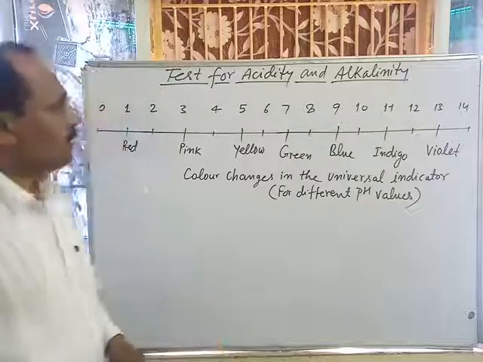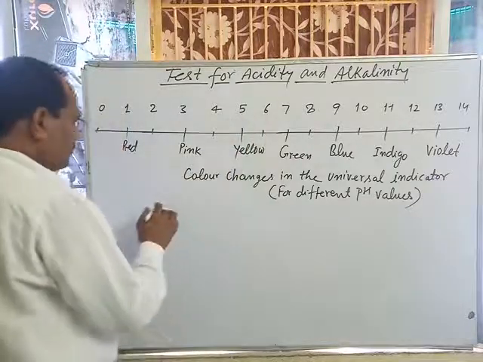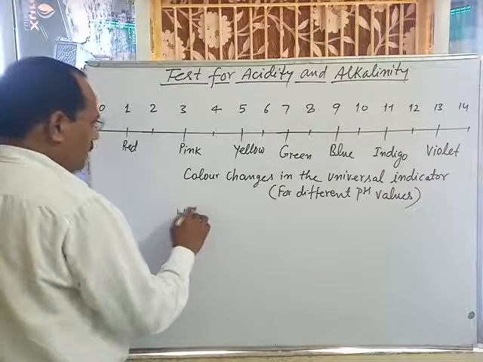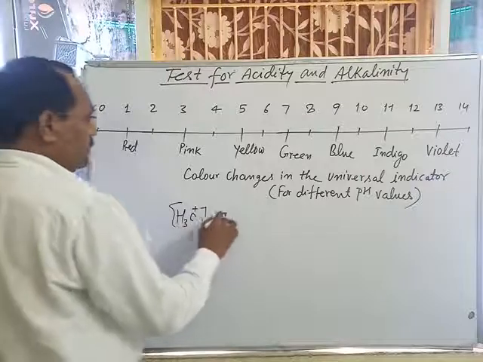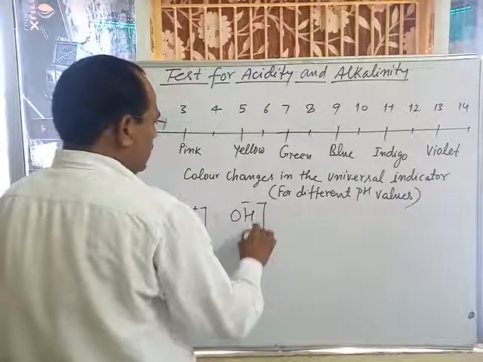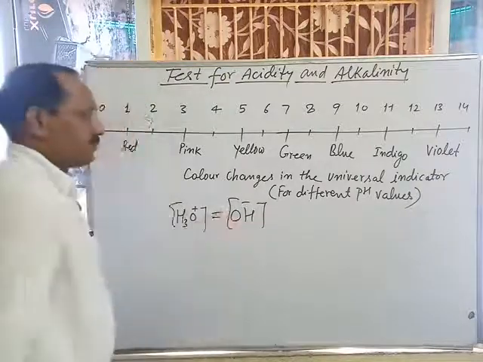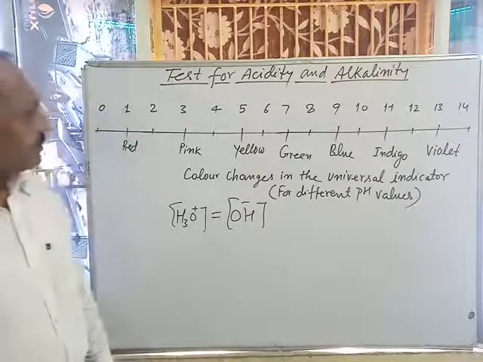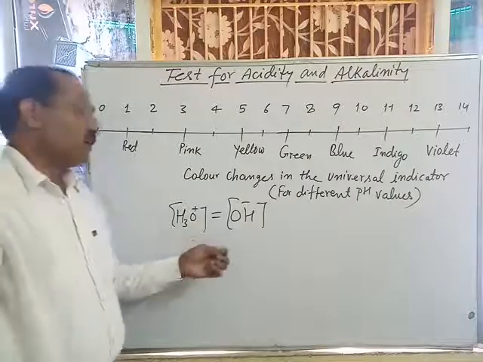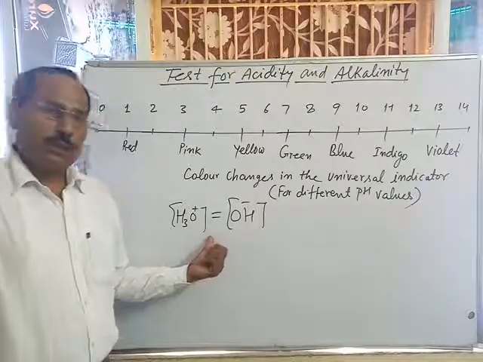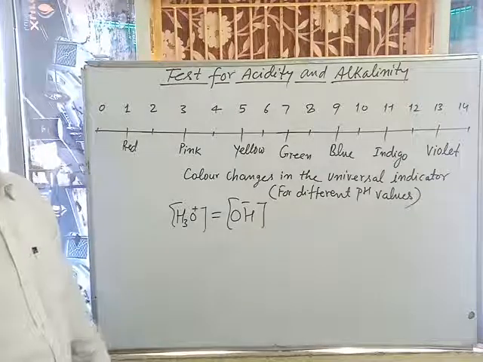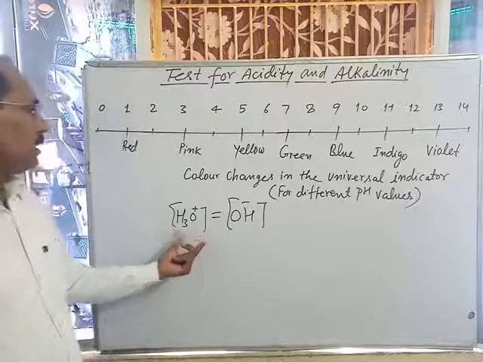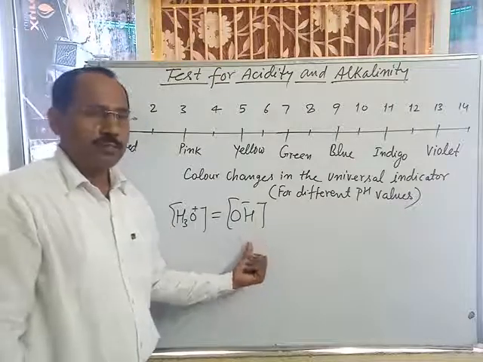In case of water, the concentration of hydronium ion and the concentration of hydroxide ion are both equal, and water is said to be neutral. It means it does not change the color of litmus paper or the color of an indicator, because in water the concentration of hydronium ion and hydroxide ion are both equal.